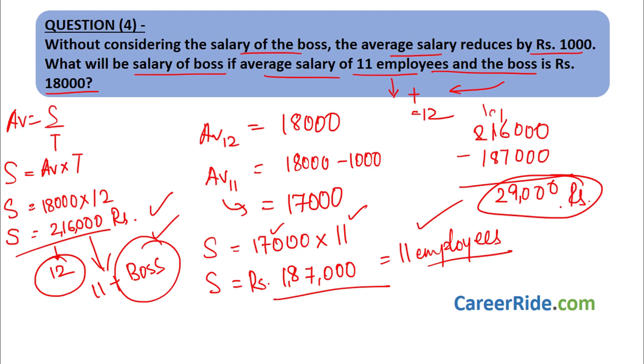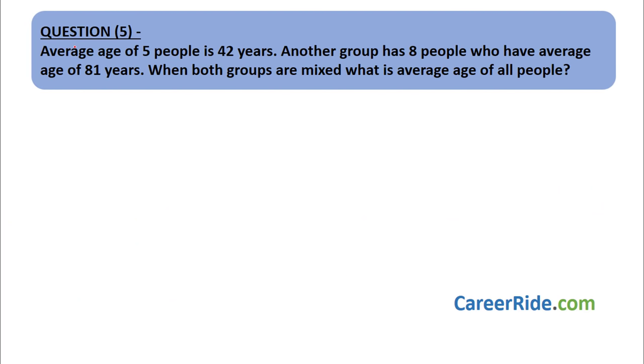Right, see how the total sum concept was used to solve this numerical which had nothing in it. Only average and total number of observations was given. We used the total sum concept and solved the sum. Moving on. Question number 5.